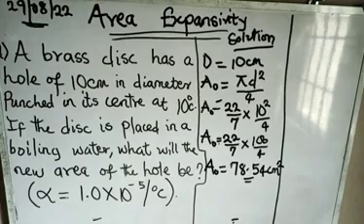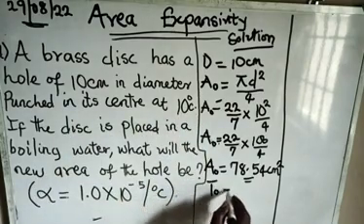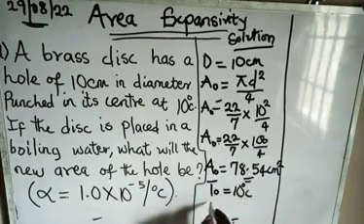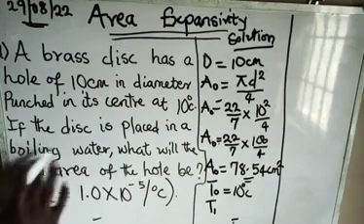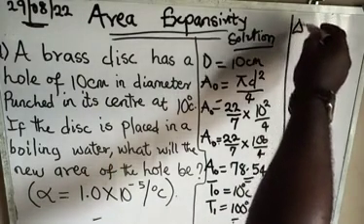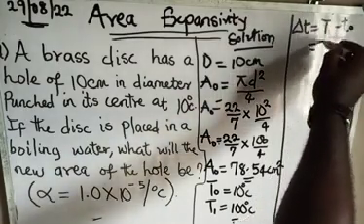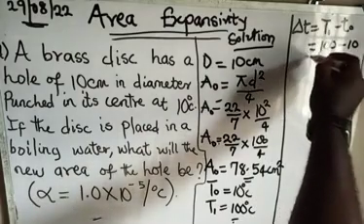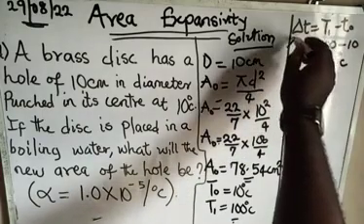Now we've gotten our A0. What is the original temperature? That's T0, which is 10 degrees Celsius. And what do you think our new temperature will be? If this is placed in boiling water, what's the temperature of boiling water? 100 degrees. Now from here we can get a change in T, which is what? T1 minus T0. And that will give us 100 minus 10, which will give us 90 degrees Celsius. That's the change in temperature.